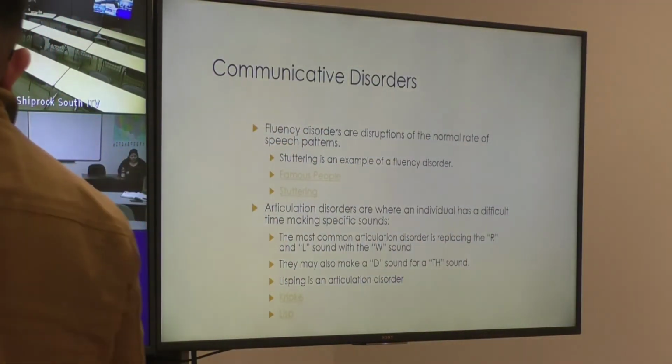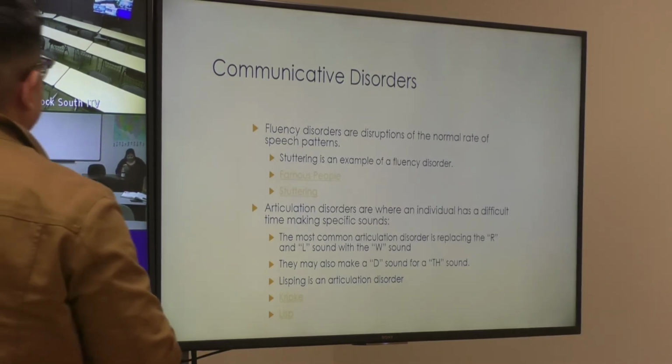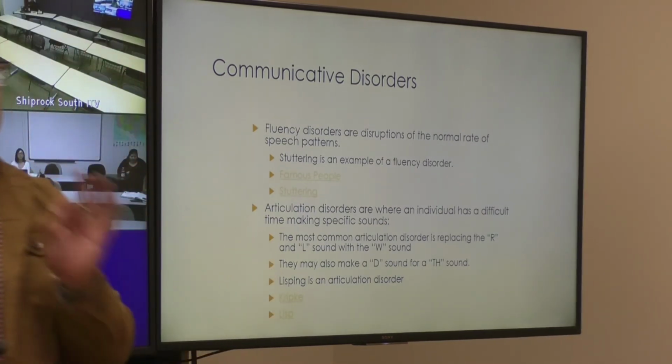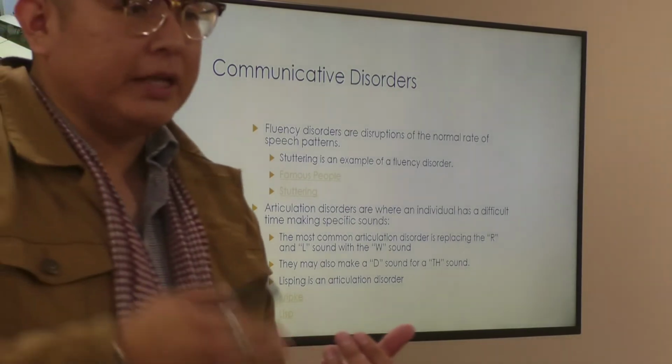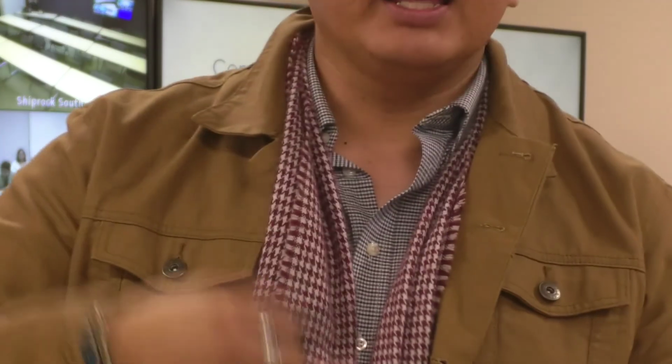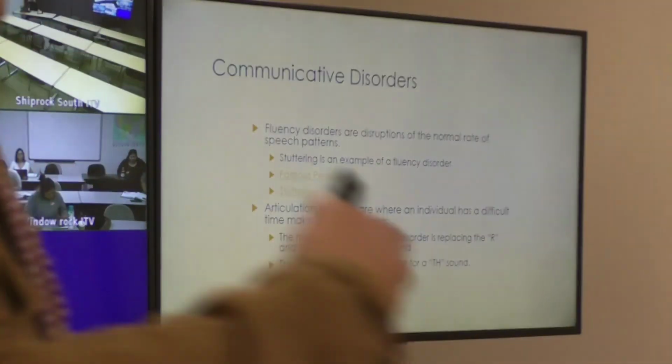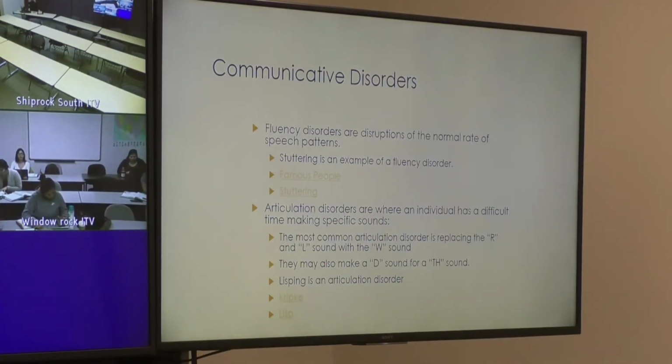Now, fluency. One of the things is disruption of the normal rate of speech pattern. Stuttering is an example of a fluency disorder. That's where you have an individual who will repeat something over and over again until they initially bring the message across.